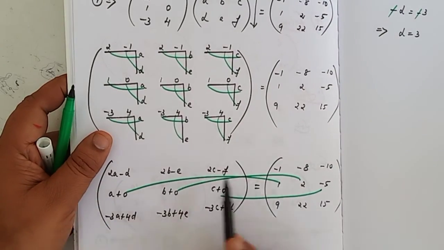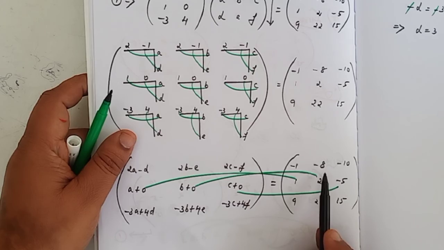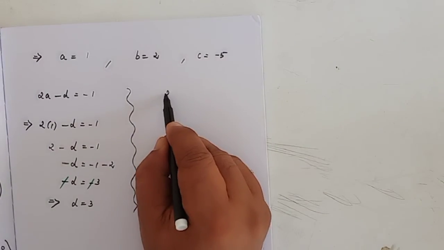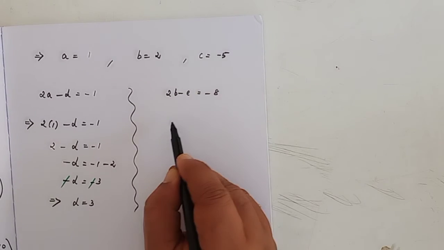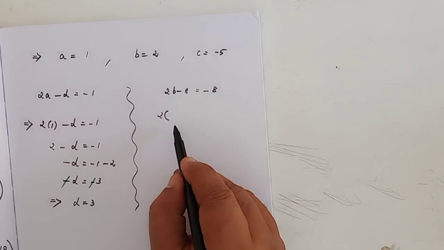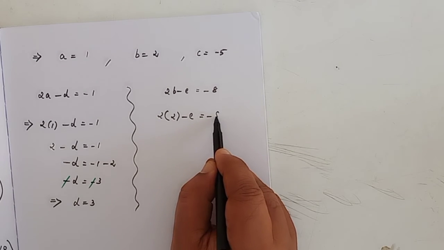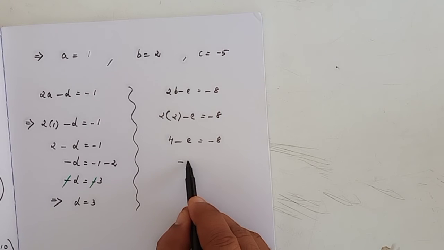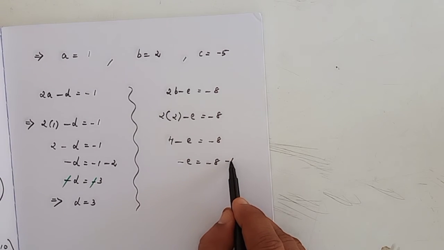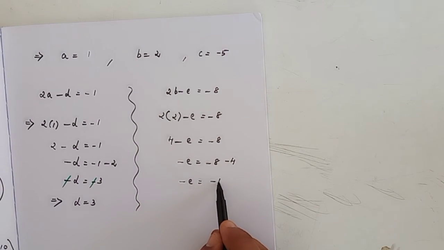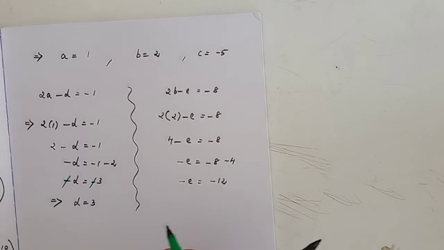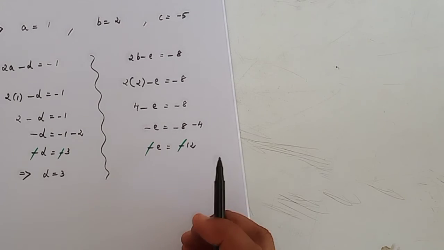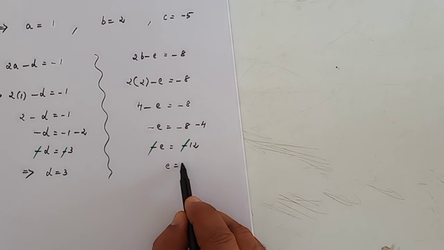Then I compare these two, 2B minus E that is equal to minus 8. 2 into B value, that is 2, minus E equals minus 8. 2 2s are 4, minus E equals minus 8. Minus E equals minus 8 plus 4 comes right hand side, minus 4. Minus E equals minus 12. You can cancel that minus. If we cancel, we will be getting the value of E that is equal to 12.